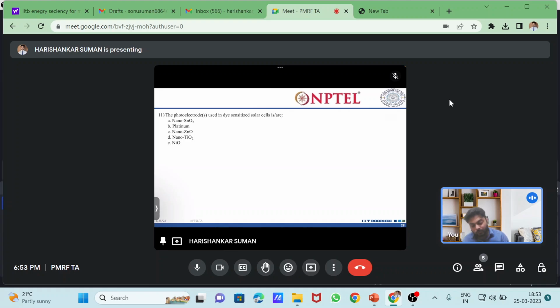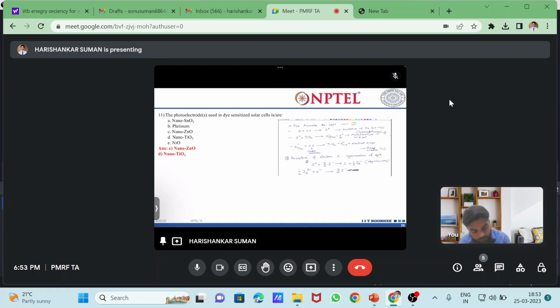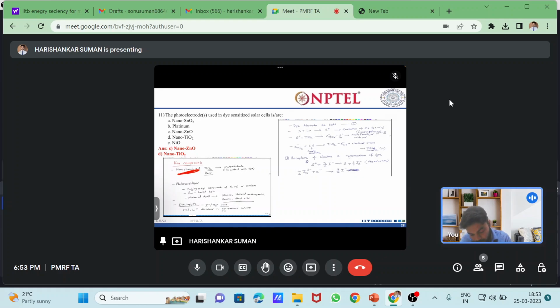and the upper electrodes used in DSSC solar cell are nano TiO2, nano SnO2, not SnO2, zinc, ZnO. Okay. So here is a nanostructure TiO2, ZnO. Okay. And sir, our DSSC solar cell, how is it working?